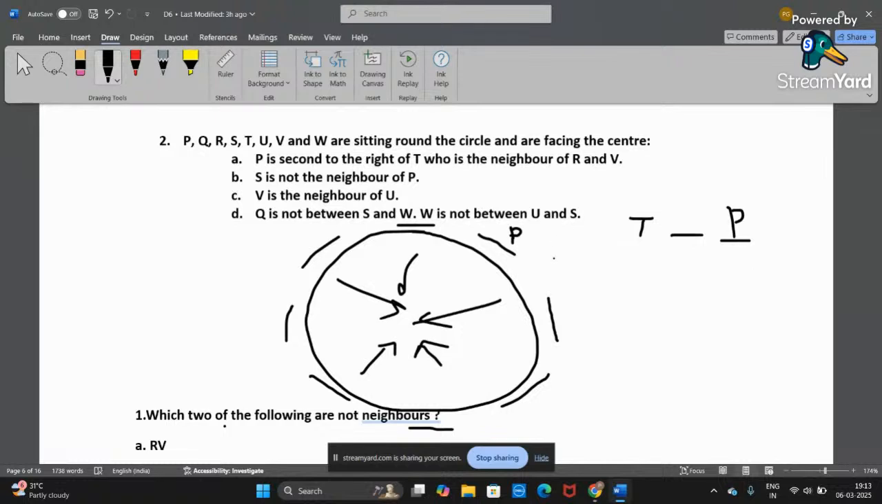So we'll write this as P and one blank, T, because they are facing towards center. So T's right side is this. First to the right is one person and the second right person is P. Okay.